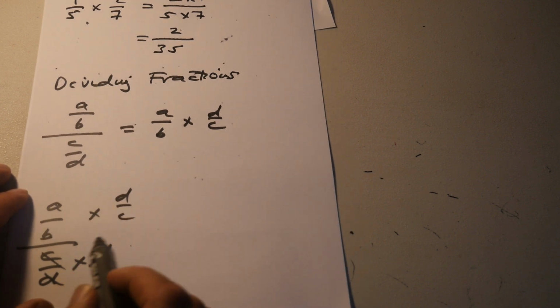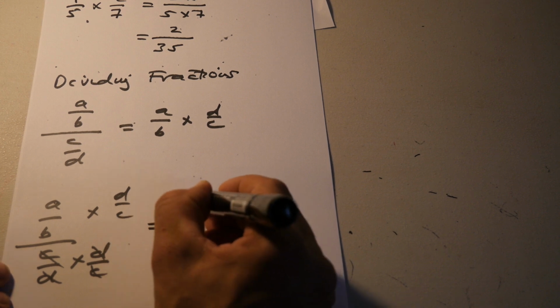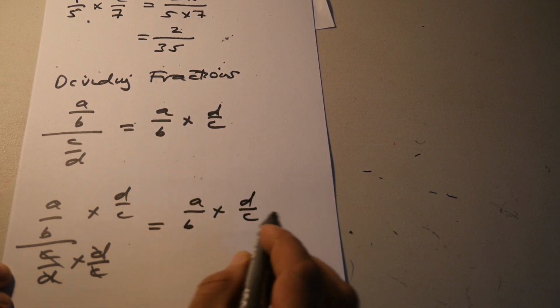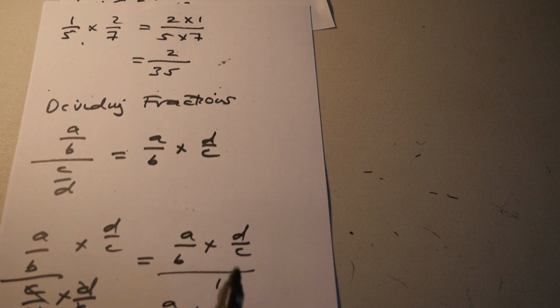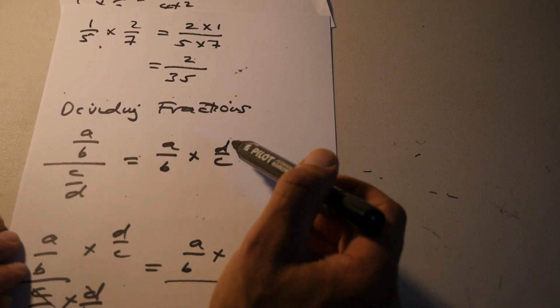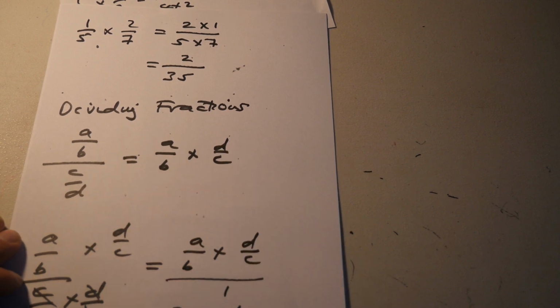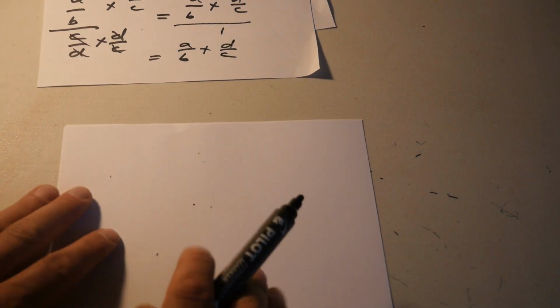So you end up with the whole thing. This cancels, leaving basically 1. So you end up equaling A over B times D over C, divided by 1, which equals A over B times D over C. And then it's just a multiplying fractions problem, okay? But it's multiplying by the inverse of this, okay? So, dividing fractions, I suppose I could demonstrate.